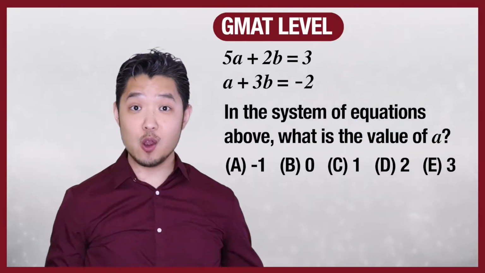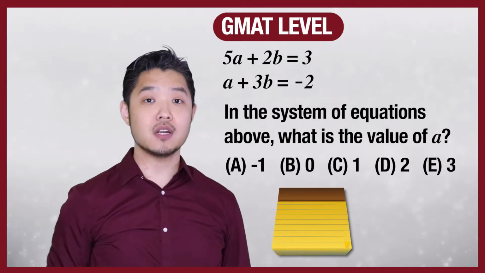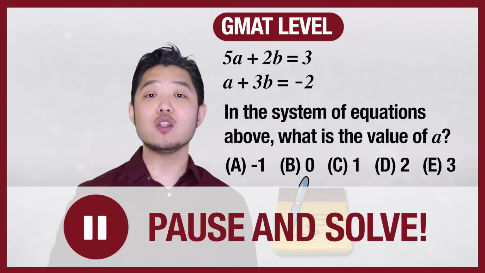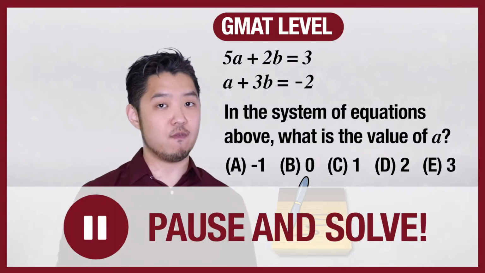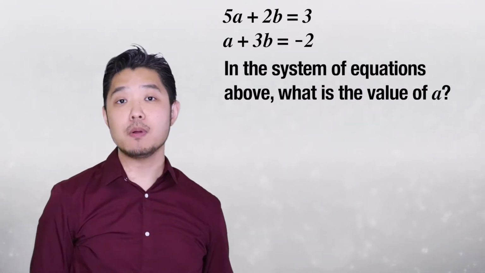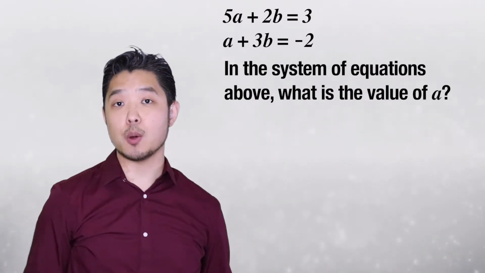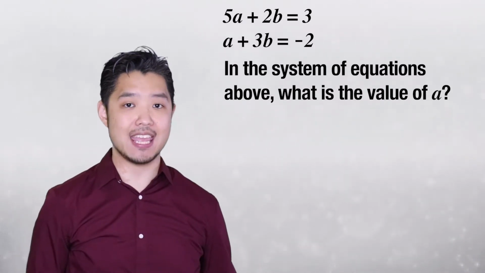Now, shall we try a GMAT level problem? Don't forget your scrap paper and a pen, and try the following question by yourself. 5a plus 2b equals 3 and a plus 3b equals minus 2. In the system of equations above, what is the value of a?